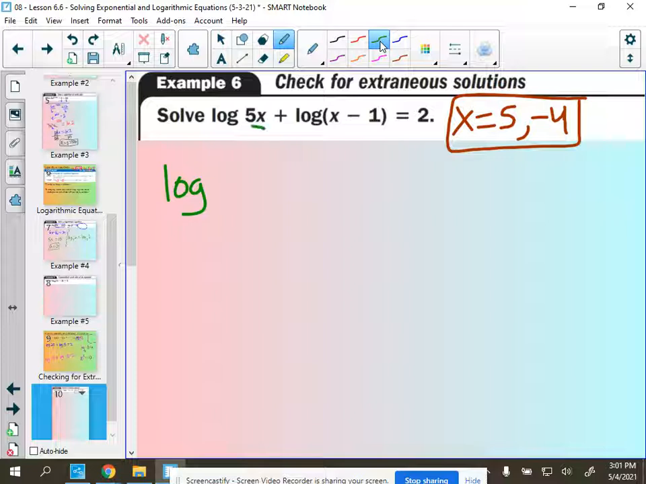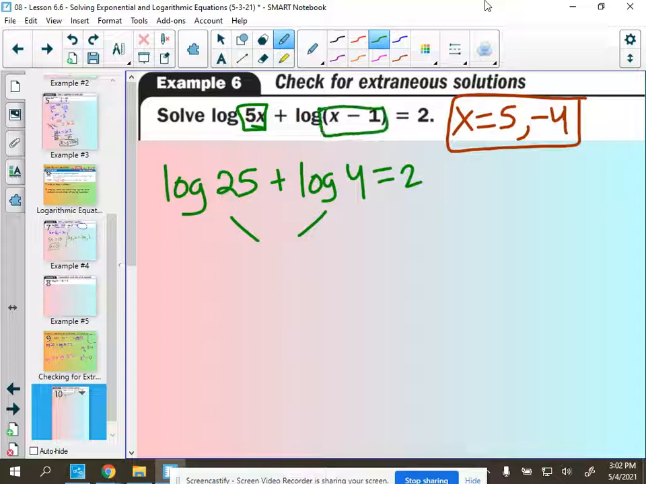So log of, let's see, 5 times 5 is 25, plus log of 5 minus 1 is 4, equals 2. So far I like my answer because what was the killer there? Negative numbers, logs of negatives. We don't have that. How do I know if my answer is right? Is this actually the correct value? Here's where I would now try to condense this, like we did before, but instead of 5x and x minus 1, now I actually have values there. How does this condense? Single log. Log of 25 times 4 is 100 equals 2.